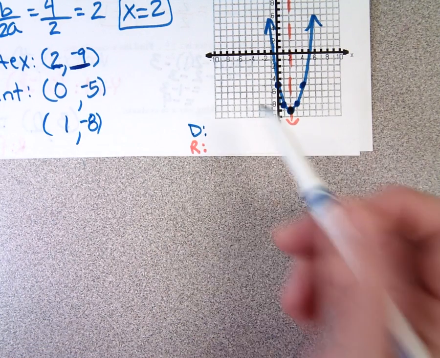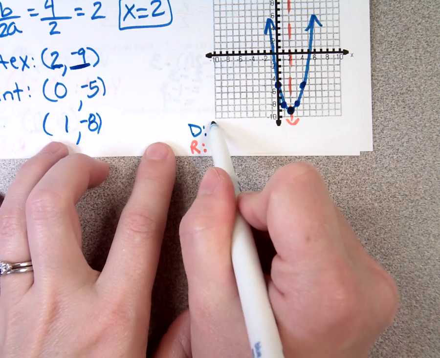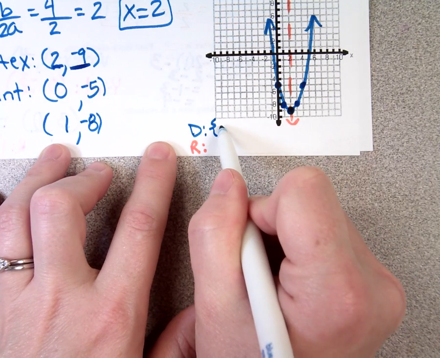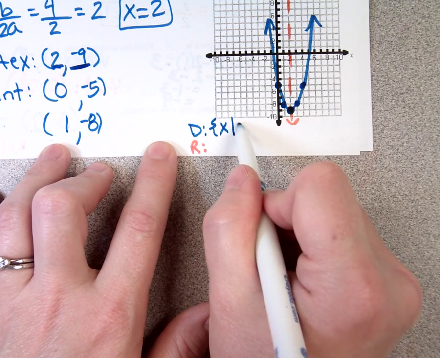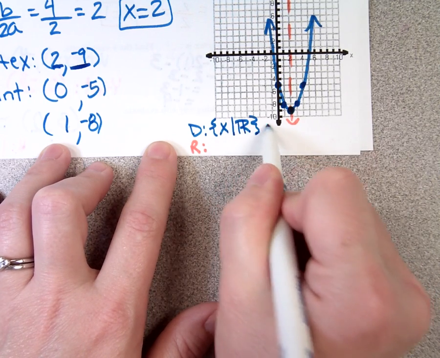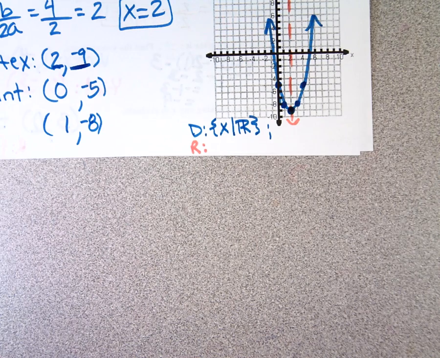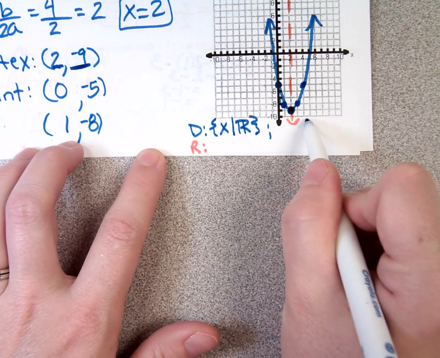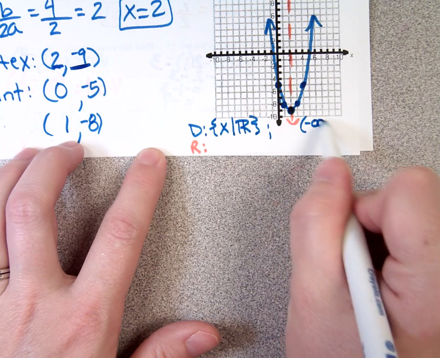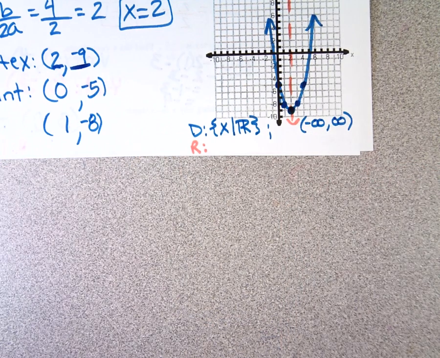Julia, what'd you get for your domain, hun? Such that, all real numbers. Good. Okay, let me draw another stick. Robert, the interval notation for domain? Good. Negative infinity to infinity. Beautiful. Okay, range goes to, Brady.